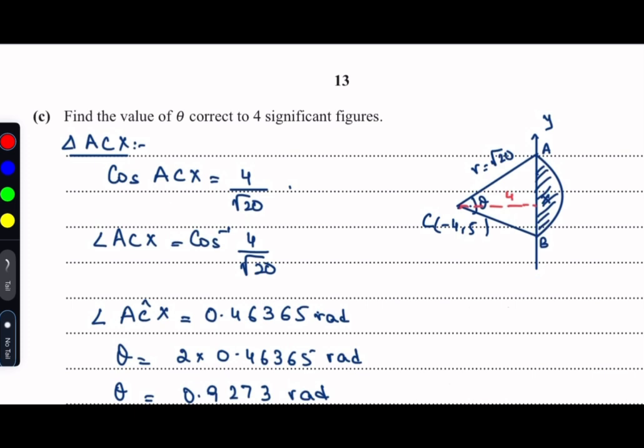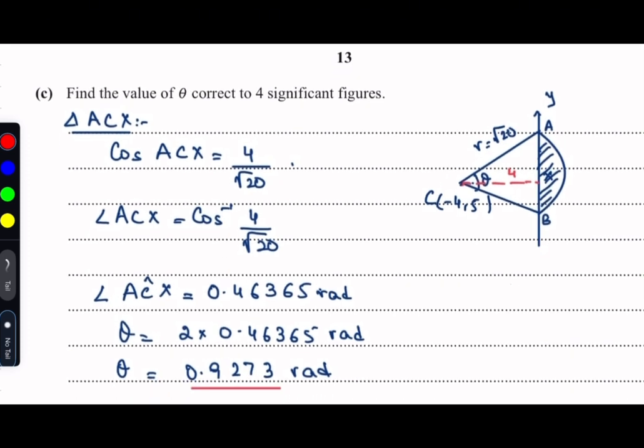So for cos of ACX, cos is the ratio of adjacent over hypotenuse. Adjacent is 4, so this is cos inverse of 4 over root 20. That would give me 0.46365 radians. And then obviously to get the theta value, I should double this angle. So theta becomes 0.9273 radians. So this is the answer for this part also.